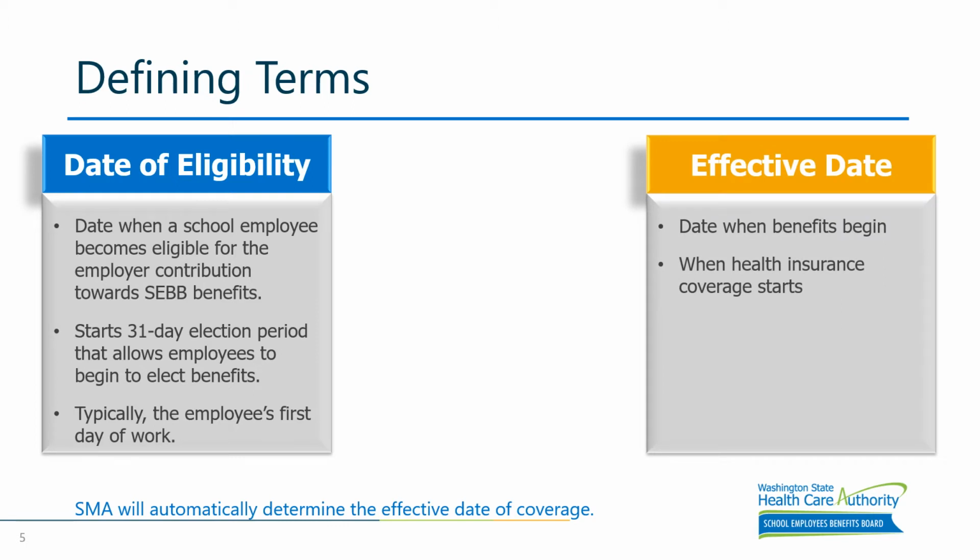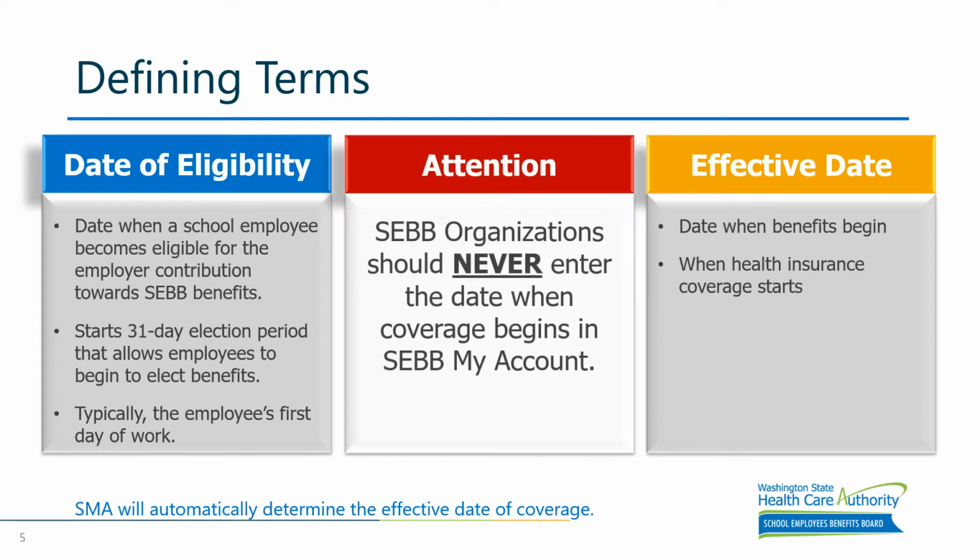The effective date is the date when coverage or benefits actually begin for that employee. This date is never entered into SEBB My Account. Also, it's the date when health insurance coverage starts. As a reminder, SEBB organizations should never enter the date when coverage begins in SEBB My Account. SEBB My Account will automatically calculate and determine the effective date of coverage once you enter the date of eligibility in the system.